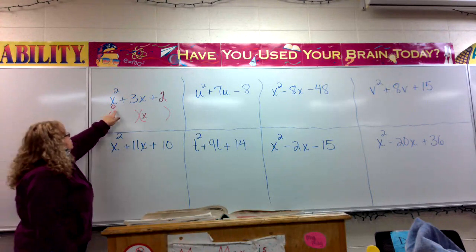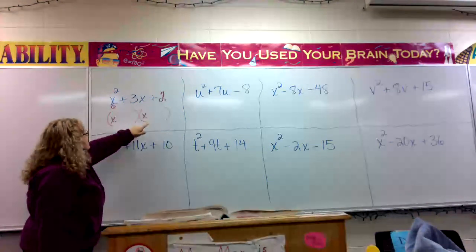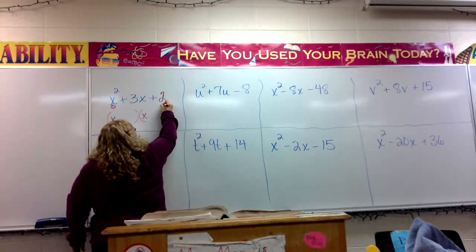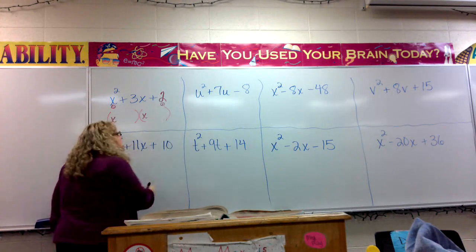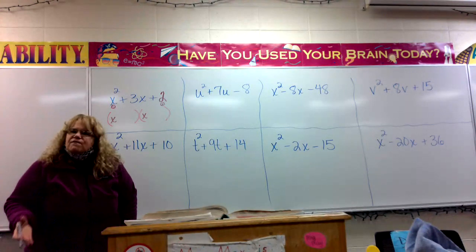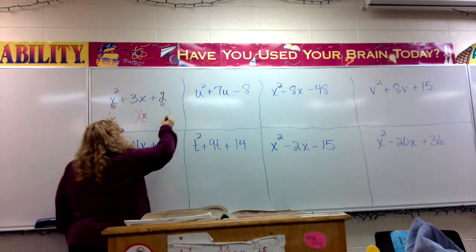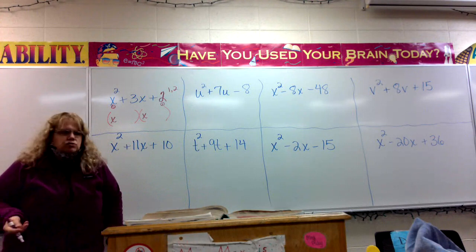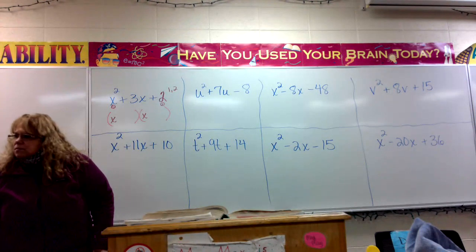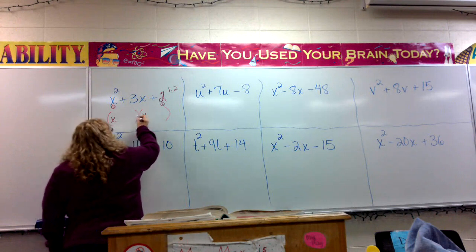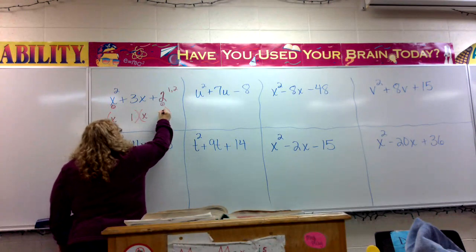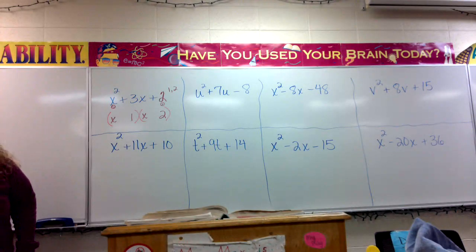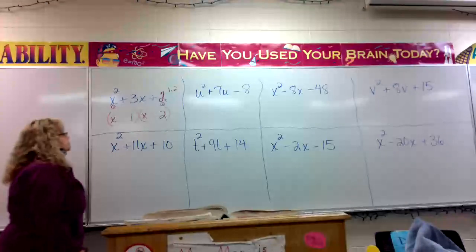So this first one has to be x times x is x squared. Then we go down to the very end. This is what we look at next. And you want to know, what are the factors of 2? Well, 2 only has one set of factors. It has to be 1 times 2, right? No other possibilities. So I know that this has to be a 1 and a 2. The only other thing you need now are the signs in there.